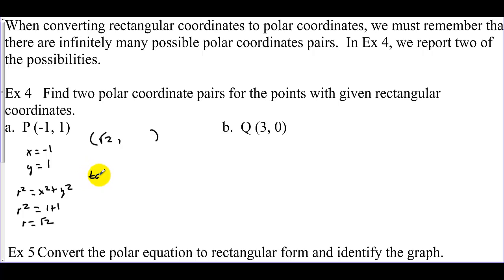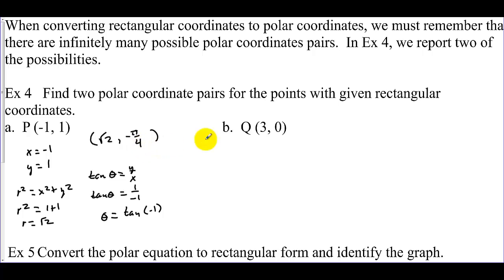Well, the tangent of theta is equal to y over x. So the tangent of theta is equal to 1 over negative 1. So theta is equal to the inverse tangent of negative 1, and that is negative pi over 4, or negative 45 degrees.